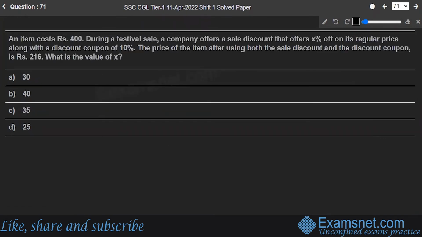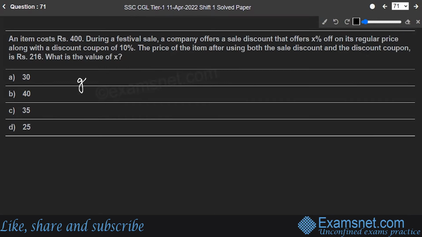An item costs rupees 400 during a festival sale. The company offers a sale discount that offers X% off on its regular price. Along with the discount coupon of 10%, the price of the item after using both the sale discount and the discount coupon is 216. What is the value of X?